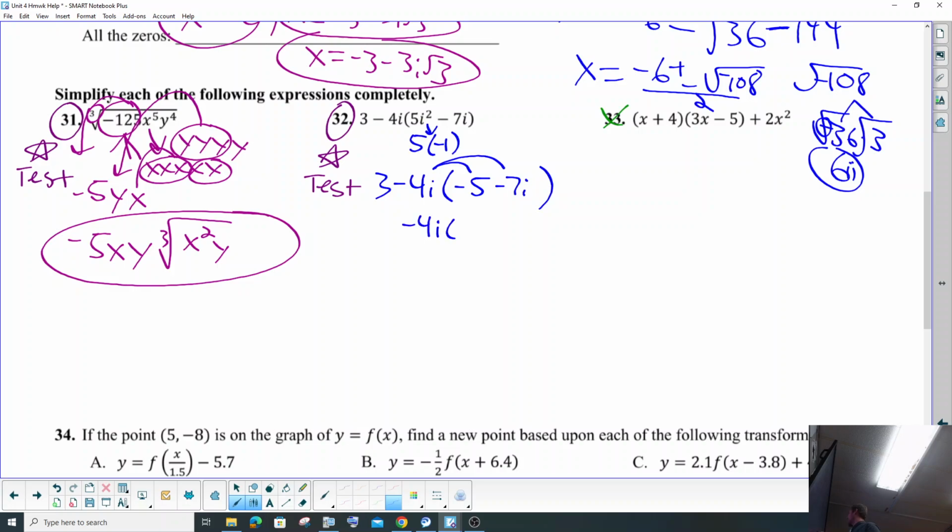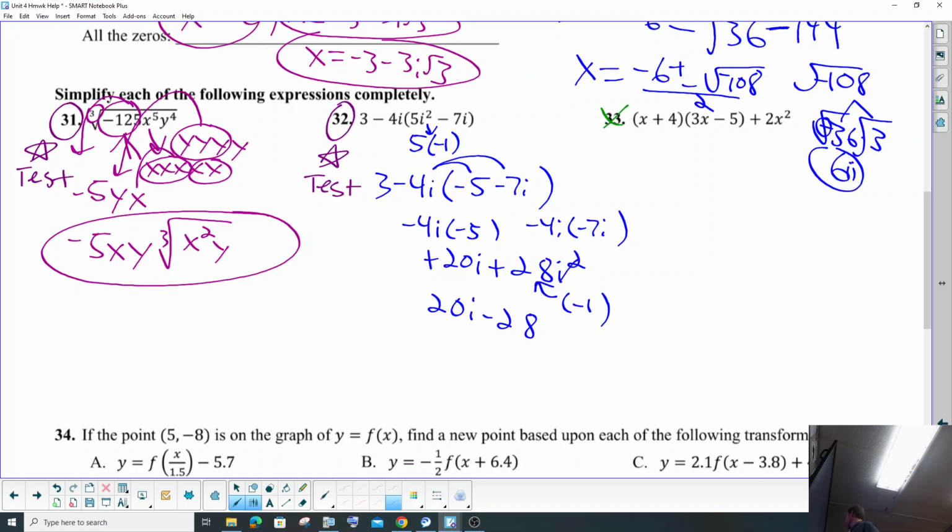So negative 4i times negative 5 is a positive 20i. And negative 4i times negative 7i is a positive 28i squared. i squared becomes a negative 1. So we get positive 20i minus 28. So that goes away and multiply it with the 28. And then we bring down the 3. And negative 28 with a 3 is going to be negative 25 plus 20i.